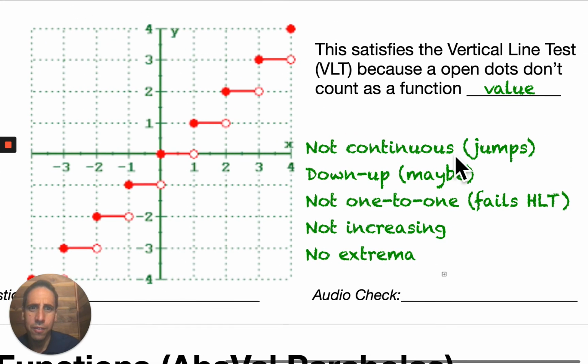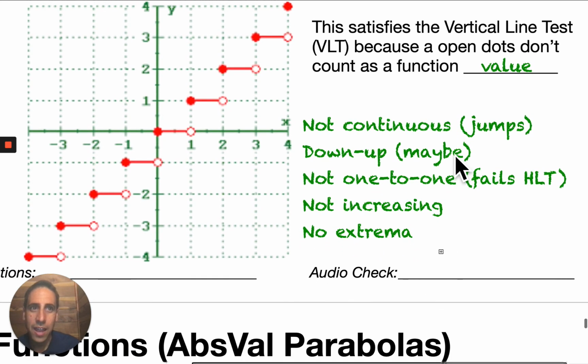Let's talk about the features of this graph. Is it even a function? Let's test it. Well, it does satisfy the vertical line test because open dots don't count as a function value. So if you had a vertical line right here at 1.5, fine, it only touches one point on the graph. But if you had a vertical line exactly at 1, it only touches one point on the graph, and it's right here. This open dot is actually not a function value. It's a boundary point that tells you how far along this step goes. But the function value is right here.